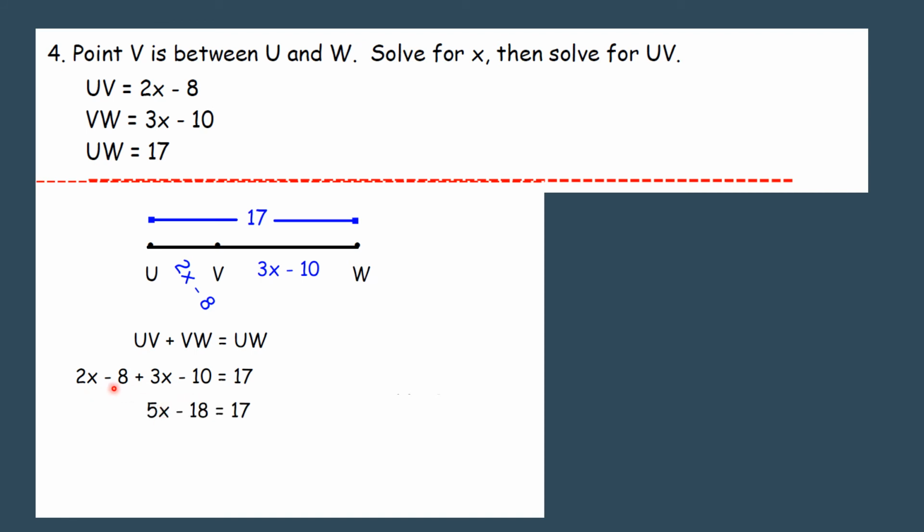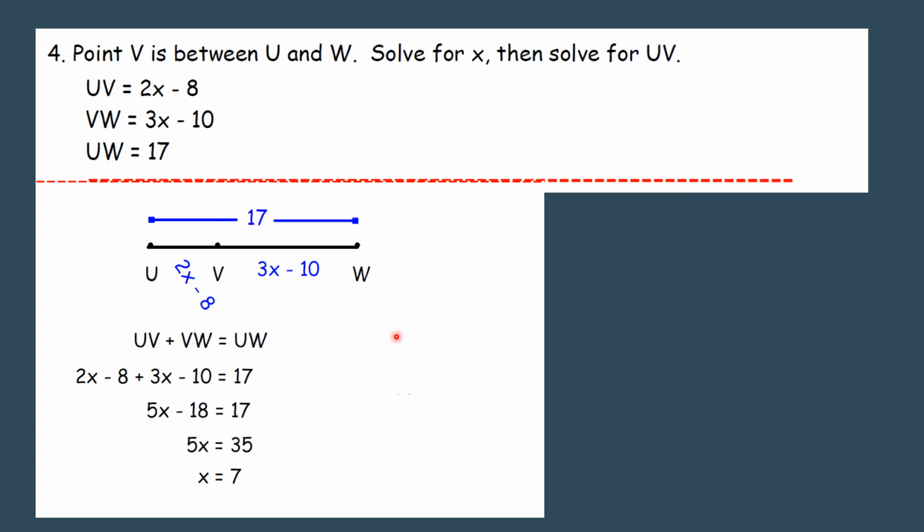5x minus 18, because they're both negative, equals 17. We need to isolate the variable by adding 18, so 5x equals 35. And then we need to get x by itself by dividing by 5, so x equals 7. Okay, again, the instructions say solve for x. Yep, did that. But now we need to solve for the length of UV.